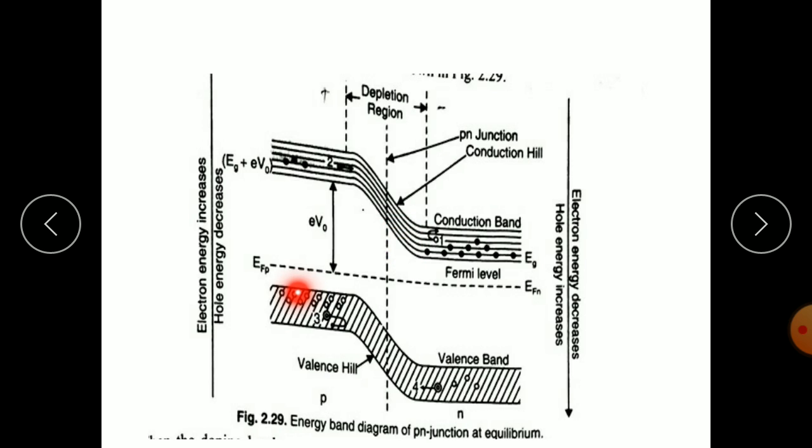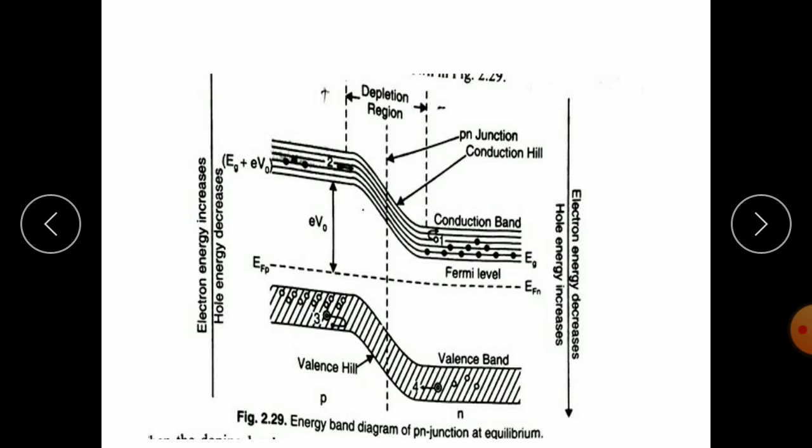So these are the holes, this is the p-type material, and this is the n region of the semiconductor. These are the electrons, the majority charge carriers. Due to that, the energy level shifts down, and displacement of the energy level takes place. So that's why these regions are bent. This is the bending of the depletion region.